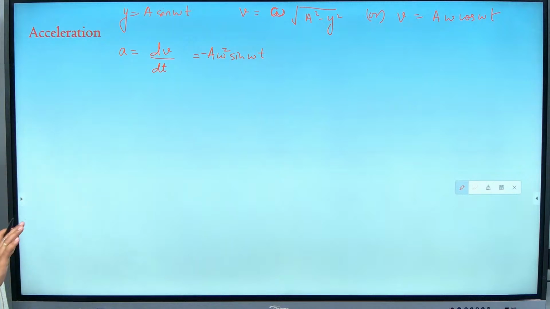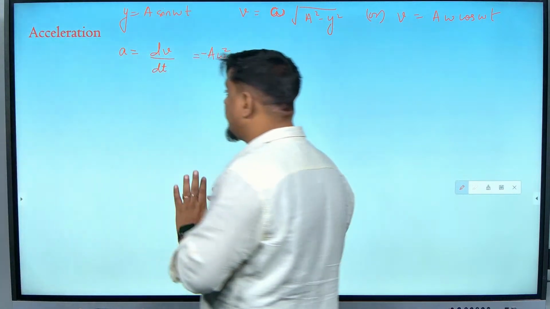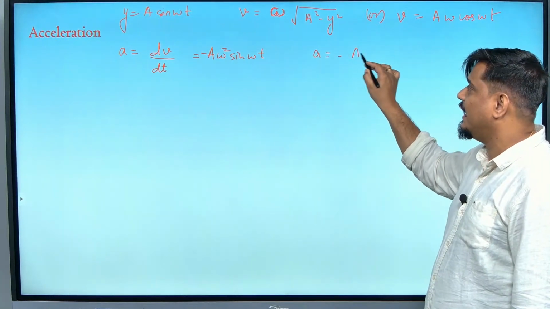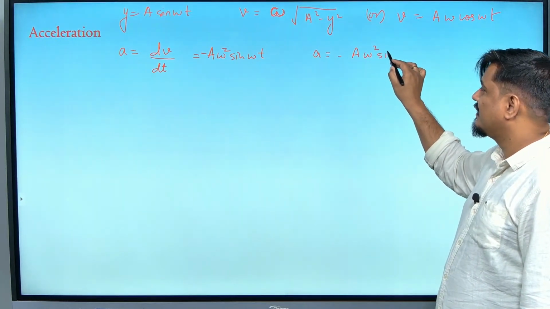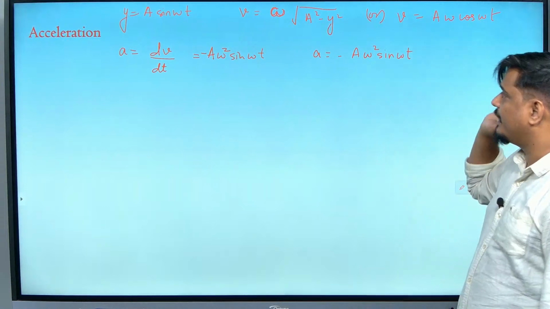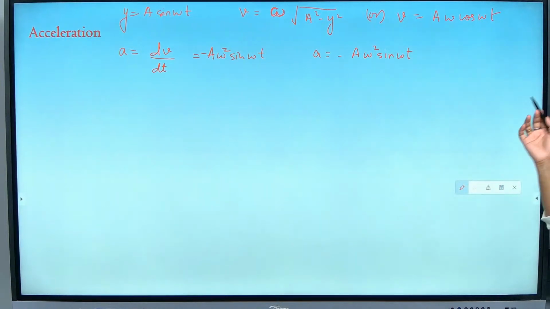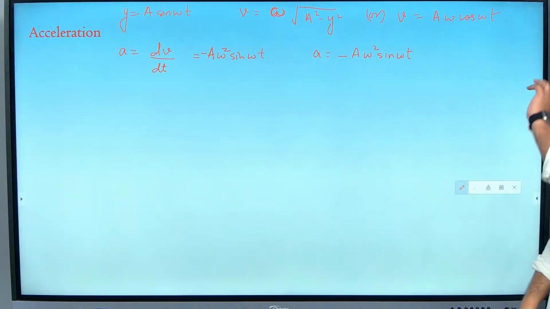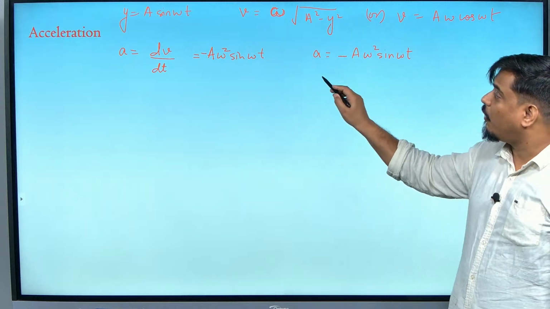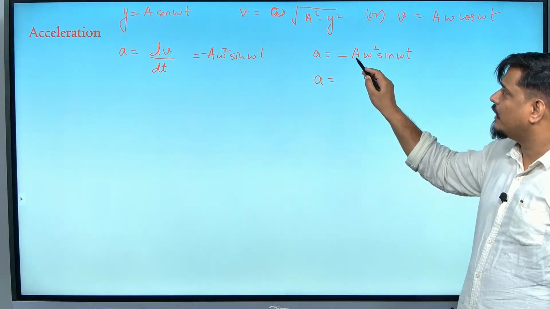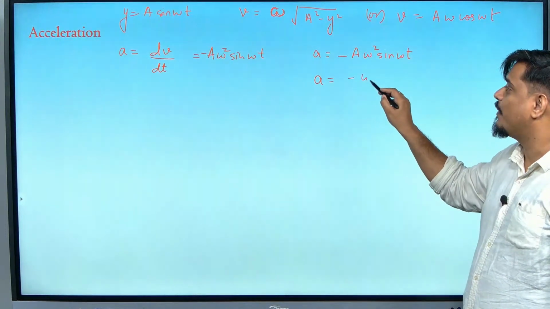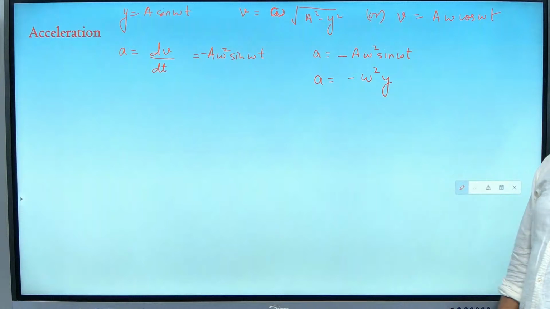Need not mug up anything. It's a very simple derivation. It comes in exam. I'm saying again and again. So the acceleration equation becomes equal to minus a omega square sin omega t. Anybody has any doubt on this? The chain rule we have used: cos omega t gives minus sin omega t times omega. That's what we have used. And it can also be done as, I know that a sin omega t is y. So I can write minus omega square y. Can I write?